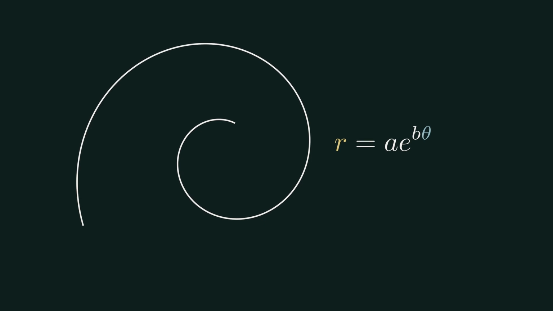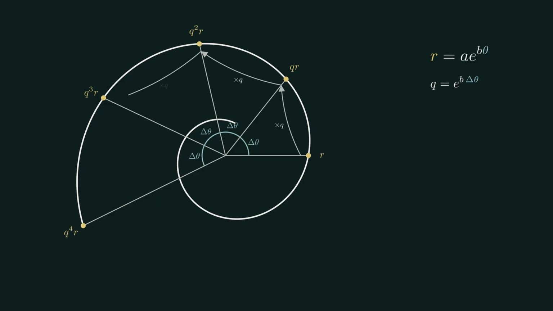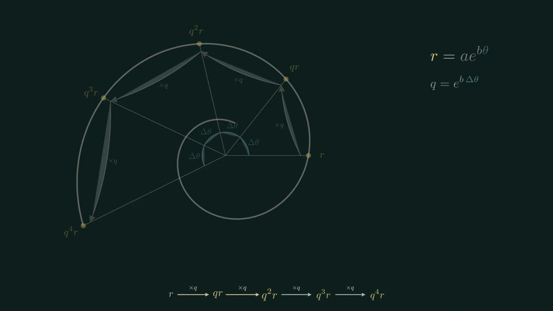Now, increase the angle by the same amount, delta theta, again and again. Each time, the radius is multiplied by the same factor. So, the radius forms a geometric sequence. The curve does not grow by adding the same distance. It grows by multiplying its size by the same ratio.